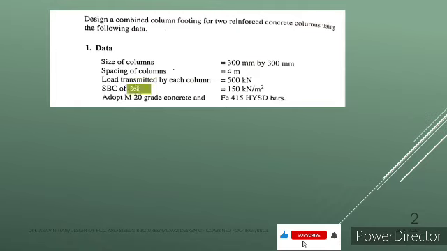The safe bearing capacity of soil is 150 kilonewton per meter square, and by getting the value of 150 kilonewton per meter square, you could identify that this may not be a rock. So it may be a sandy soil or a clayey soil. So you can get the idea from the value which you got as safe bearing capacity.